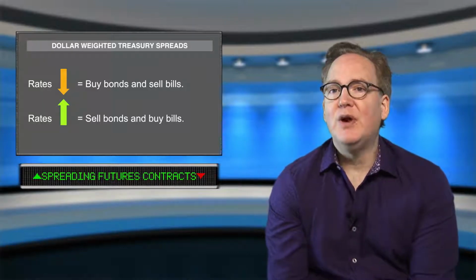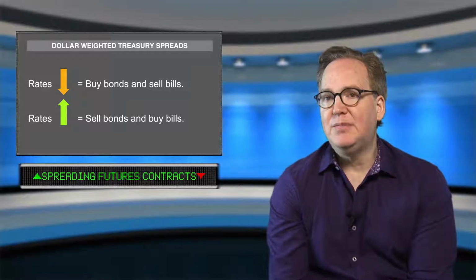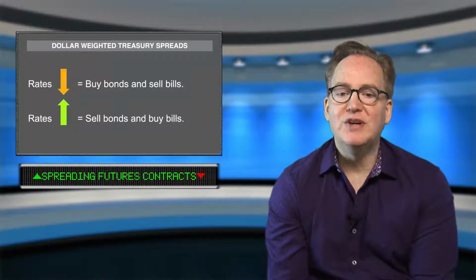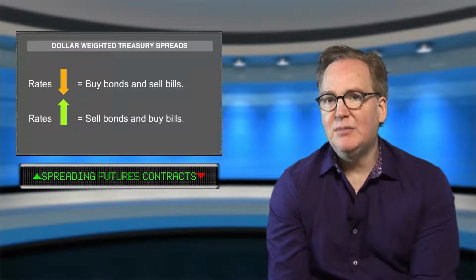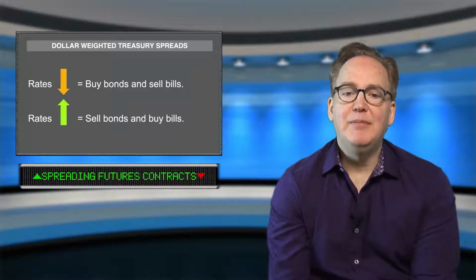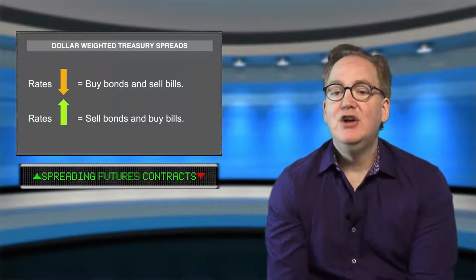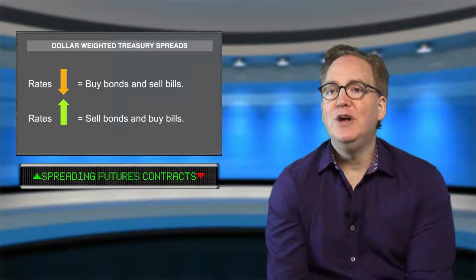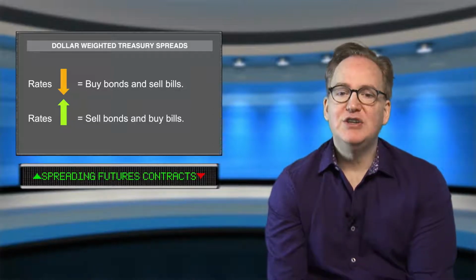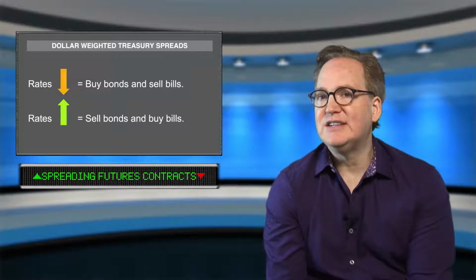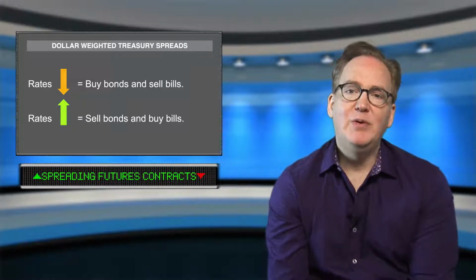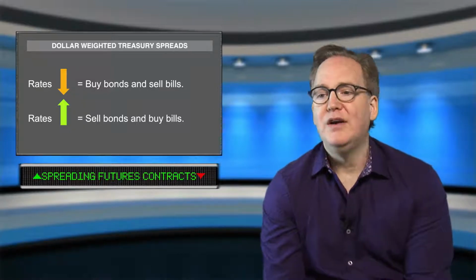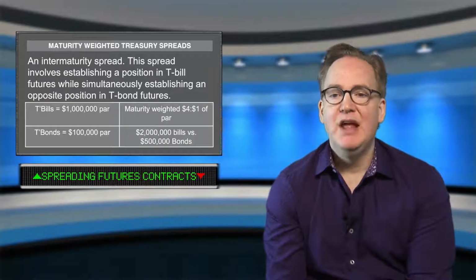Now, if rates are going up, you feel that the bond prices are going to go down, you would want to sell bonds and you would want to buy bills. So perhaps you'd want to sell 20 Treasury bond contracts and buy 2 T-bill contracts. So with the intra-maturity spread, it's a dollar-weighted spread, and it would be established on a 1-for-10 basis.